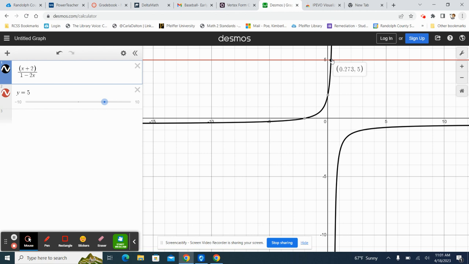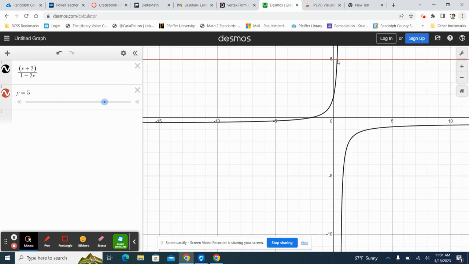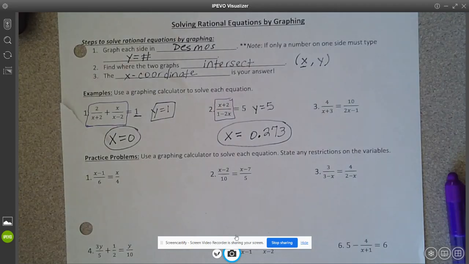That only intersects in one place, which is right here. Remember, we want the x coordinate, which is 0.273. You want the x value, that value, 0.273. So my answer is x equals 0.273. And you will write that on your paper, just like that.